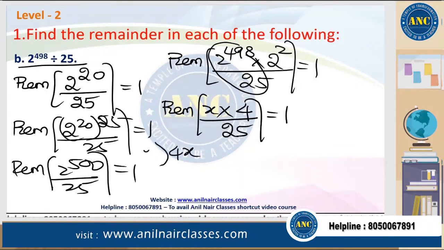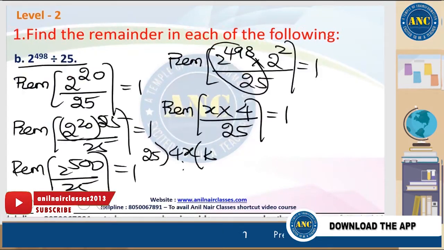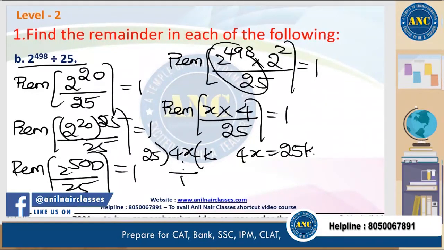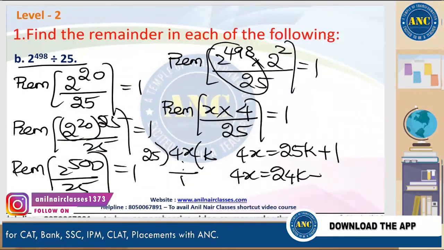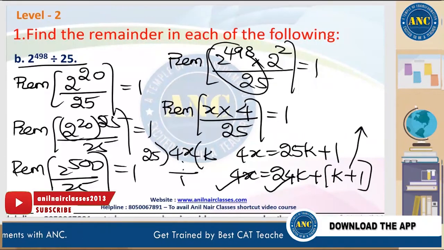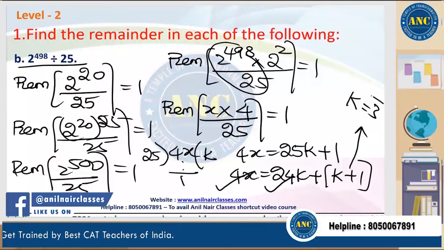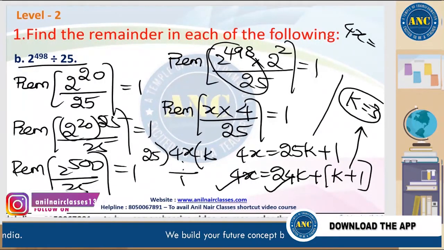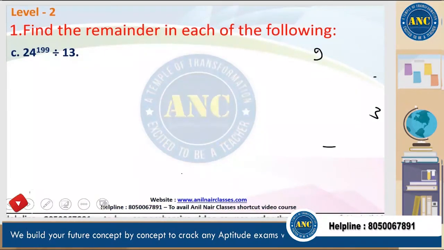So 4x when divided by 25, I don't know the quotient k, but I know the remainder as 1. So 4x is nothing but 25k plus 1, so 4x is nothing but 24k plus k plus 1. 24k is divisible by 4, so k plus 1 should be divisible by 4. So k plus 1 is 4, k is 3. If I substitute 3, 4x is nothing but 75 plus 1, 76. X value is 19.